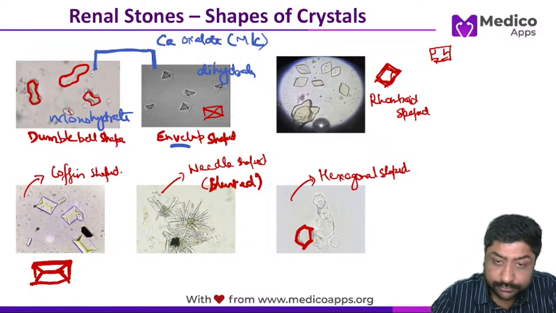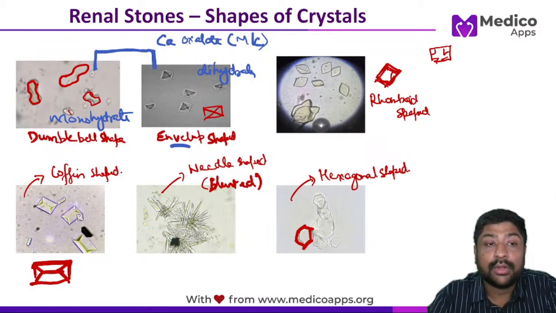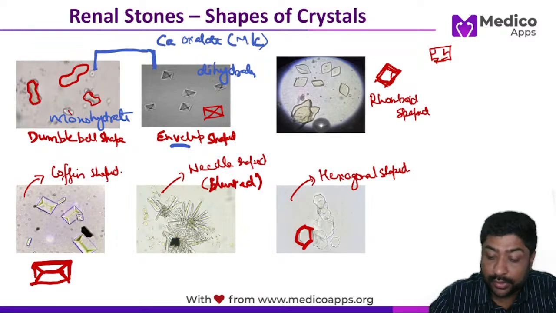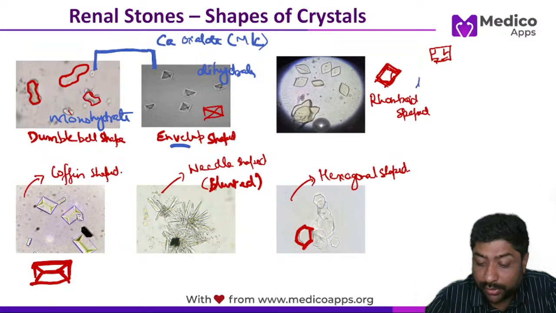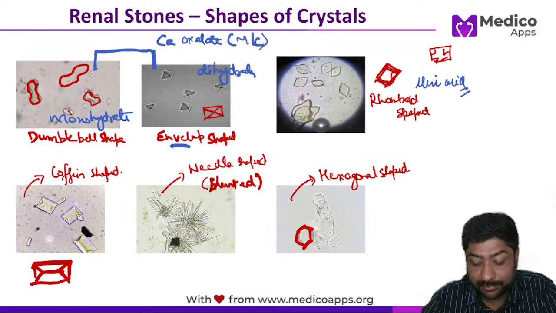Is everybody clear? What is this rhomboid shaped crystals? Anyone? In comment, can anyone write me what is the rhomboid shaped crystals? Anyone? So we're talking about uric acid crystals. Okay? Uric acid crystals are your rhomboid shaped crystals.